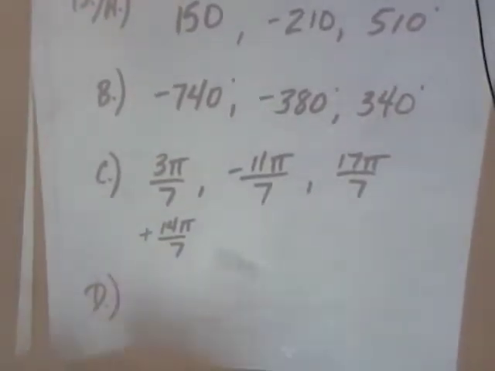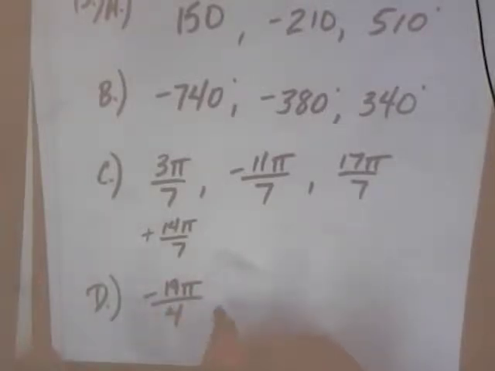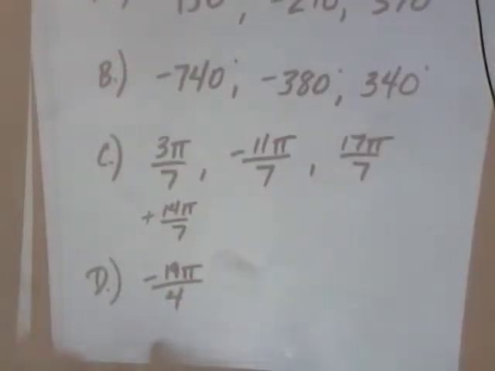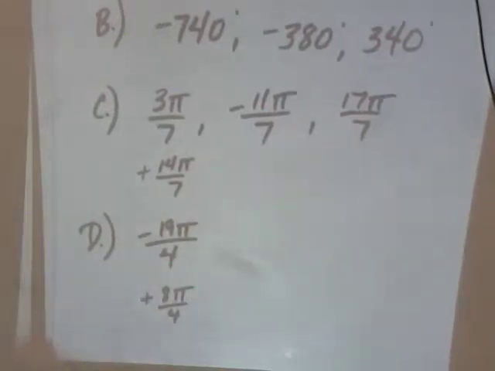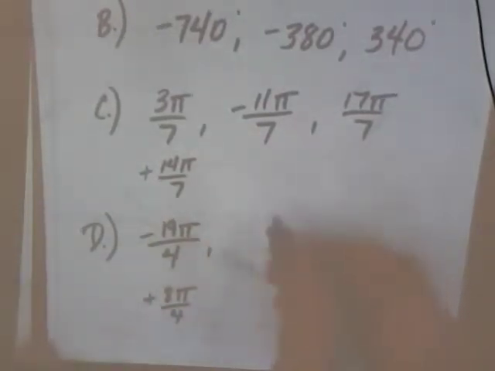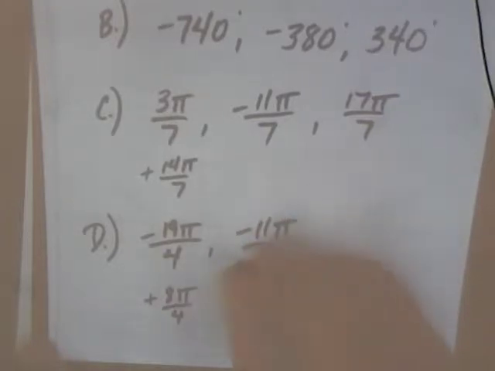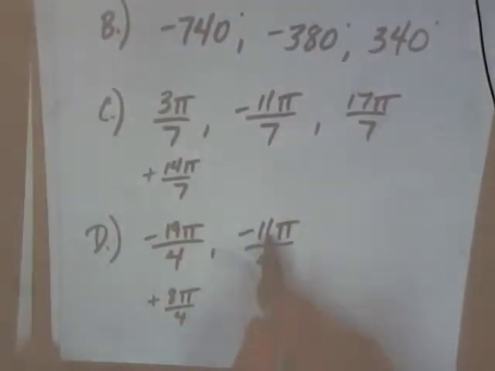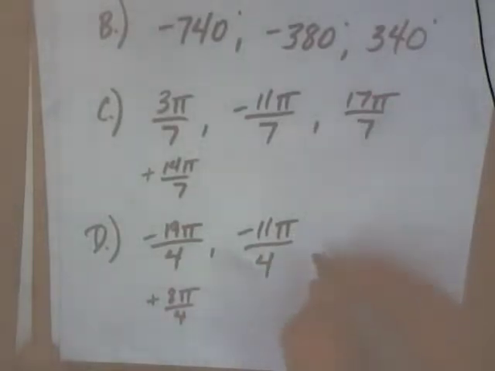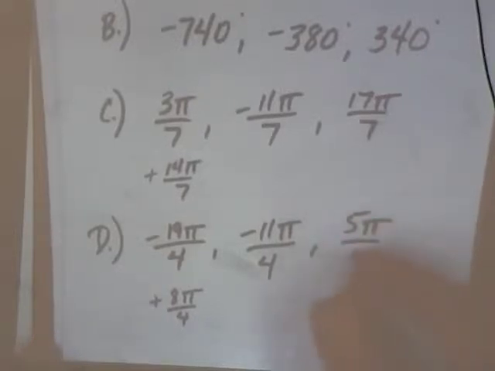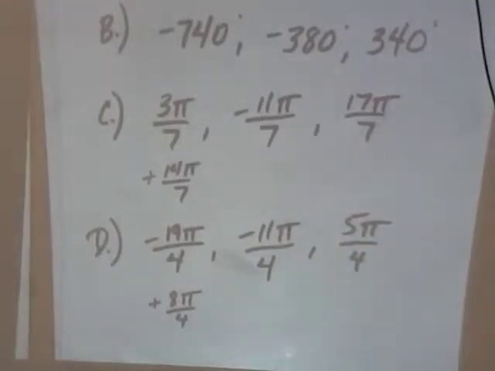And D, negative 19 pi over 4. I can add 8 pi. 8 pi over 4 is 2 pi, right? Yep. So that'll give me negative 11 pi over 4. If we add that again, that's negative 3 pi over 4. That's not enough because I need a positive value. So add another one, 5 pi over 4. That's good.